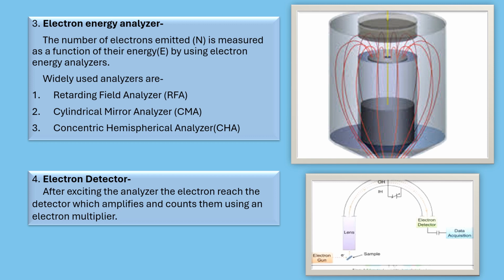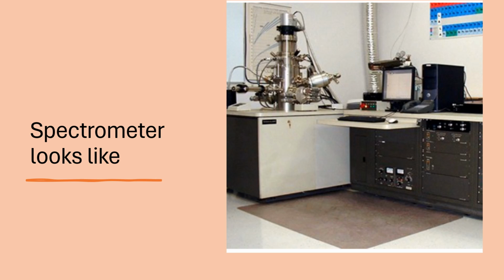And the fourth part, and a very important part, is the electron detector. After exiting the analyzer, the electron reaches the detector, where it is amplified and the signals are counted using an electron multiplier. Further, this is a typical diagram of how a spectrometer looks in a lab.